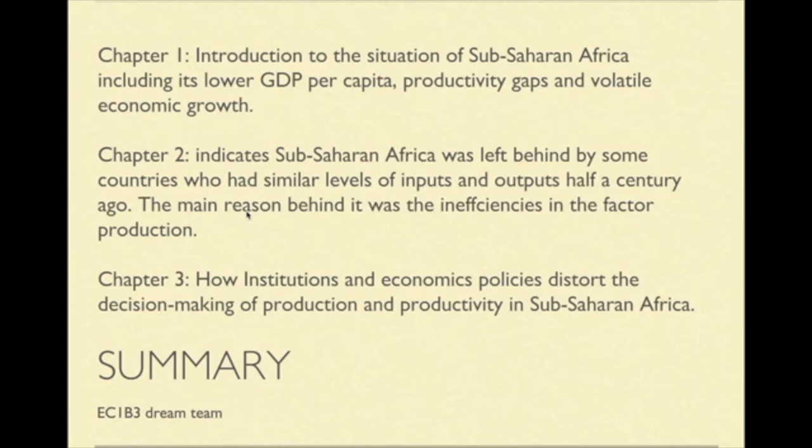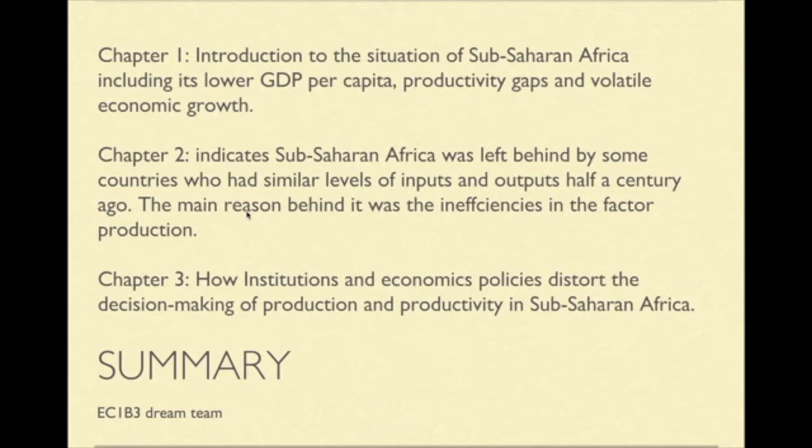Here's our summary. Chapter 1 is an introduction to the situation of sub-Saharan Africa, including its lower GDP per capita, productivity gaps, and volatile economic growth. Chapter 2 indicates sub-Saharan Africa was left behind by some countries who had similar levels of inputs and outputs half a century ago.